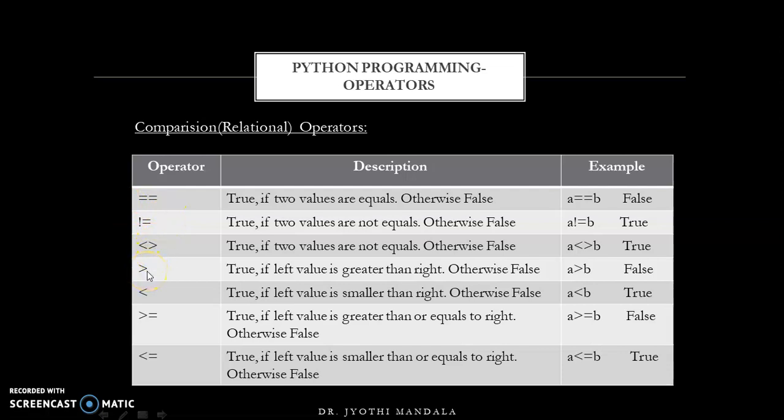And the greater than symbol: if the left value is greater than the right value, it will return true. If you consider an example, in our example 10 is not greater than 20, so it returns a value of false. Got it? Similarly, the less than symbol returns true if the left value is smaller than the right value. In our case, yes, 10 is less than 20, so we are getting an output of true. Similarly, greater than or equal to and less than or equal to. So whenever you are using a relational operator, the output will be either true or false.